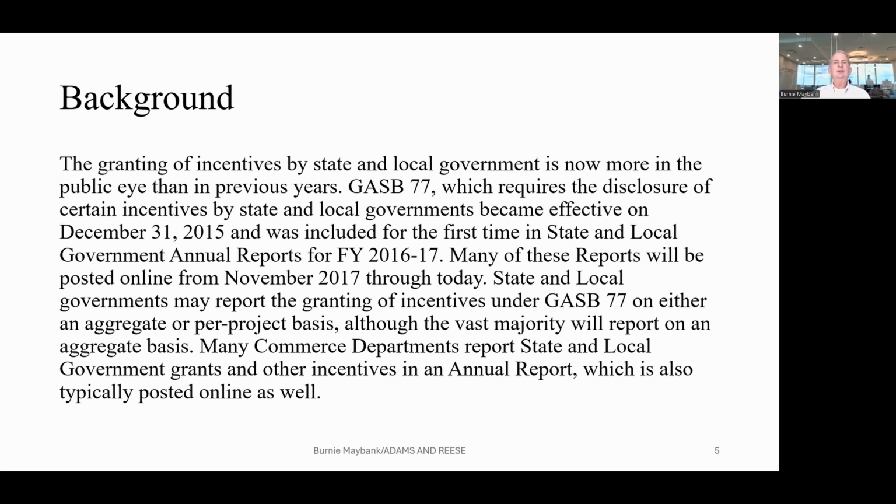The counties are allowed to do it on either an aggregate or a per-project basis, but the vast majority of them will do it on an aggregate basis. So their GASB 77 report, which is a public document reported online, typically has it on an aggregate basis and doesn't have the actual names of the taxpayers. By contrast, the Department of Commerce's website in many states has the actual name of the taxpayer.